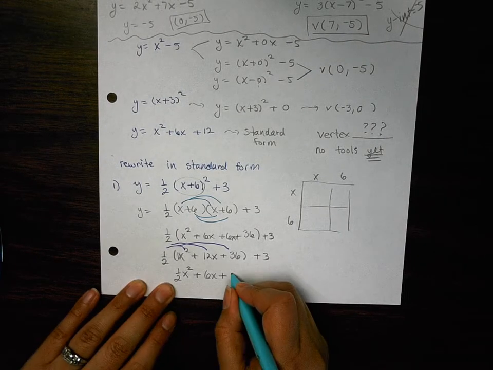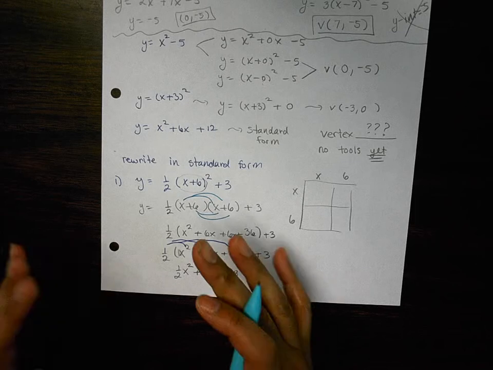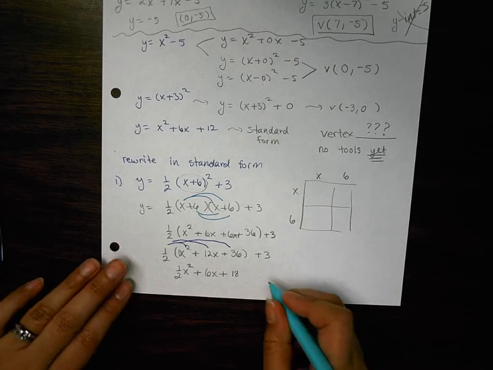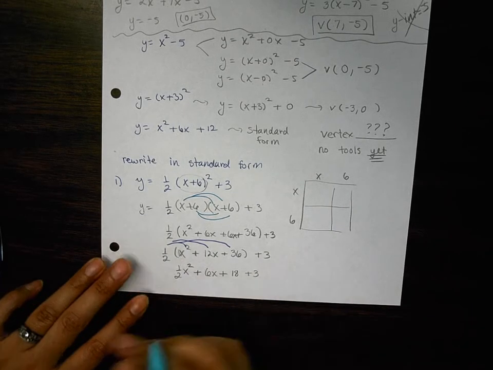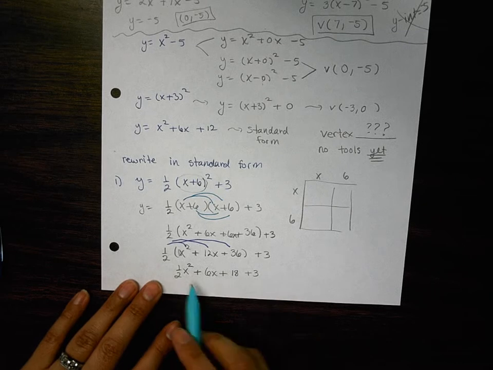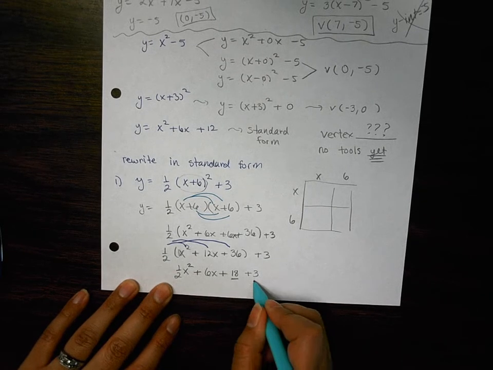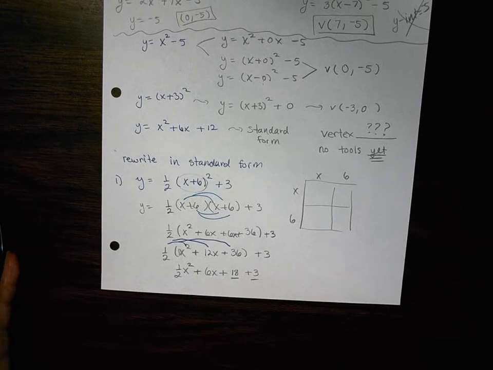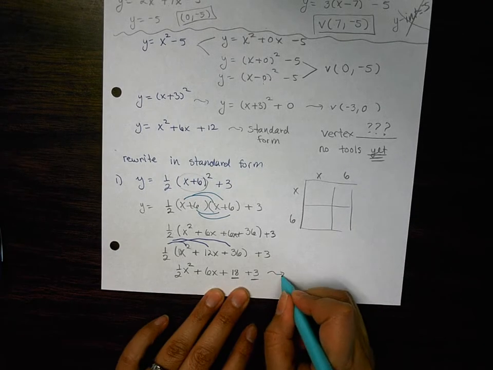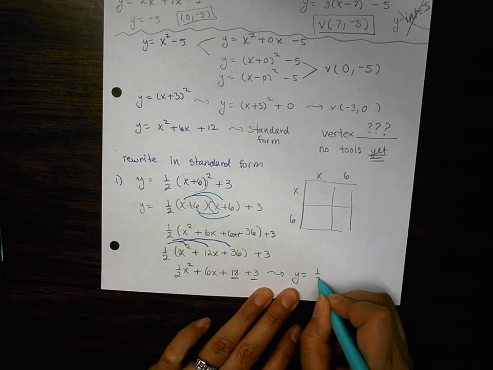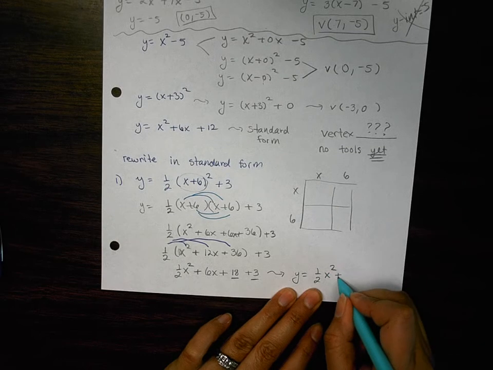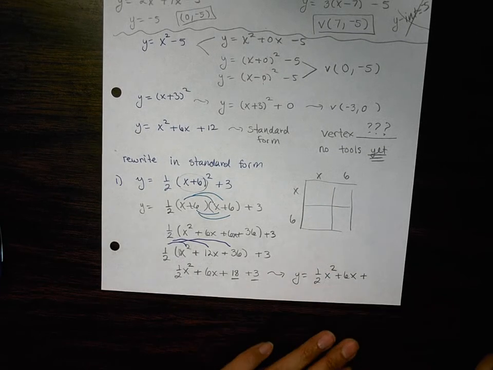18. Now that I've distributed the 1/2, can I drop the parentheses? Yes. Which means now I'm ready to add the 3. Oh, should I have distributed the 1/2 all the way to the 3? No. But now we're ready to add. And that's really the only extra step from what we've ever done before. So this gives us y equals 1/2 x squared plus 6x plus what?